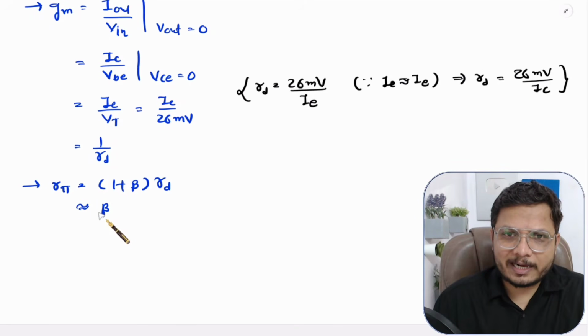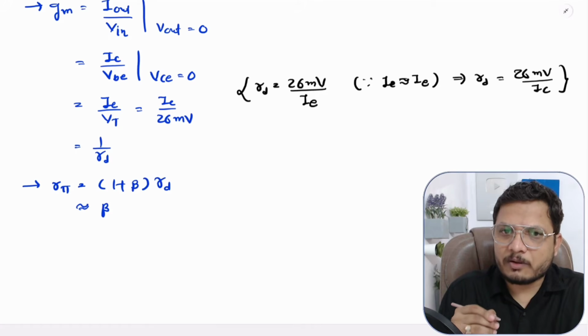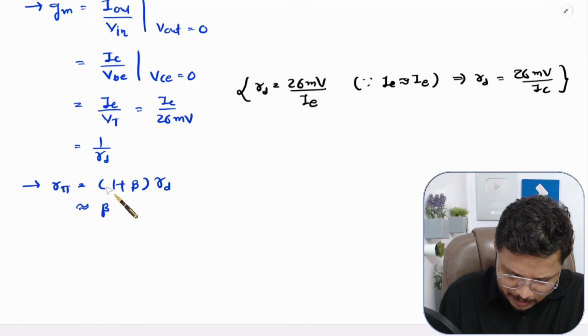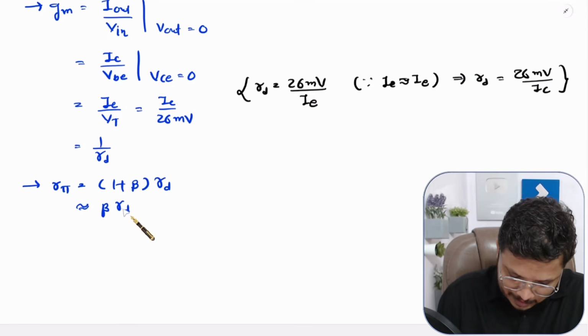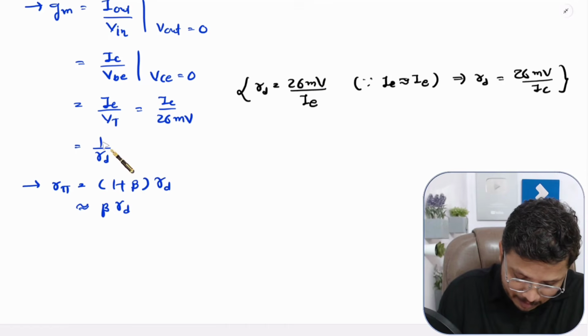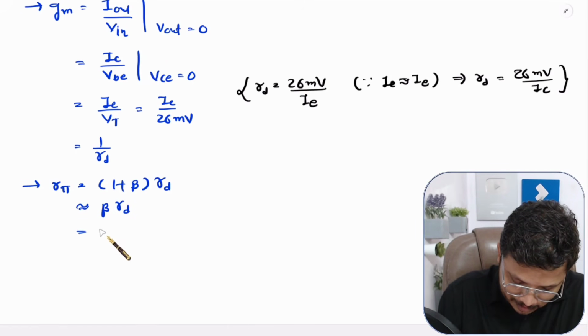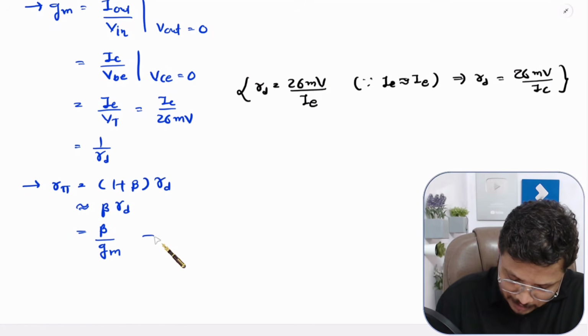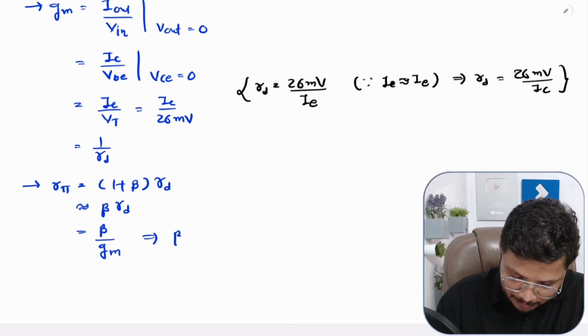Beta value is in terms of 50, 100, so 50 plus 1 is 51. So percentage-wise, you can say 1 plus beta is beta only. And since RD is 1 by GM, you can say R pi is beta by GM. Based on this, one essential relation that you can remember: beta is equal to R pi into GM.